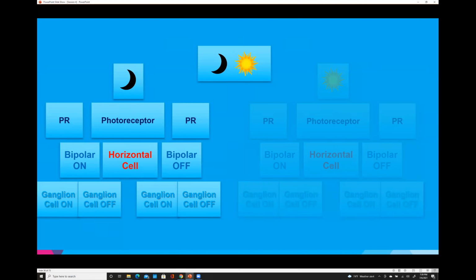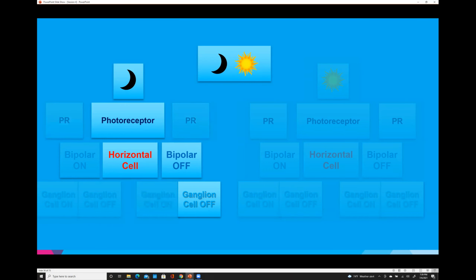So it's active. Now if it's active, which one is the horizontal cell, active or inactive? It is active as well. Good. Now tell me what happens to the bipolar. Is the bipolar on or off cell active? The bipolar off is active. You got it. And then what happens here to the surrounding photoreceptors? On the layer above, they are inactivated. Good. And then which one, ganglion cell on or off, is active or inactive? Ganglion cell off. You got it. So it looks like that.